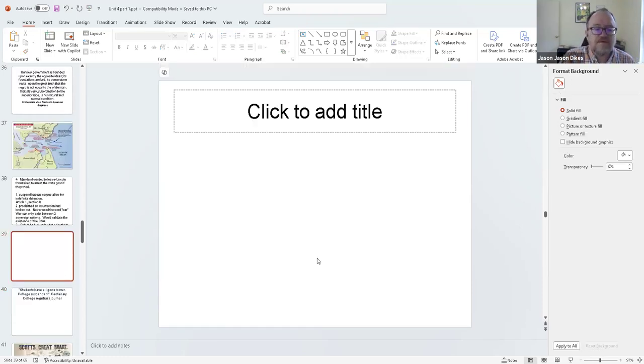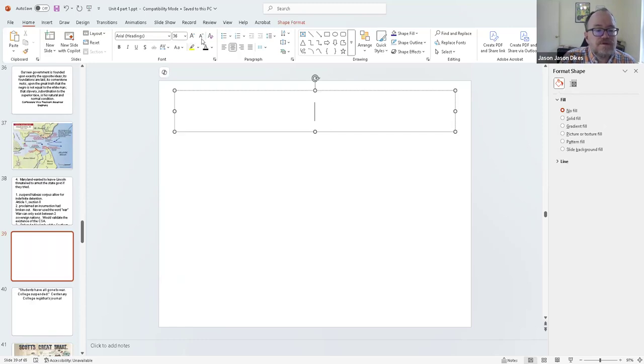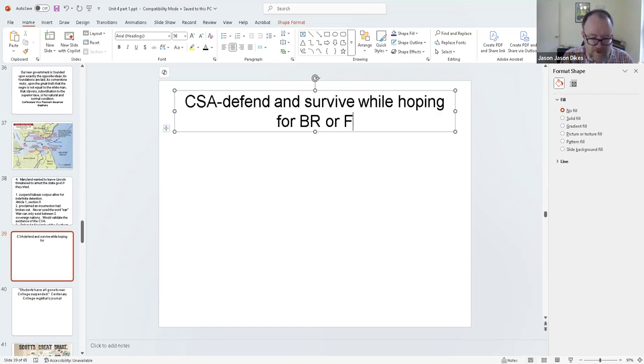Overall strategies in the war are going to be quite different. The Confederacy really only has to defend and survive while hoping for Britain or France to intervene. It is much easier to defend territory than it is to conquer territory. And so the Confederacy, which takes up 750,000 square miles, has a lot of rivers, woods, Appalachian, terrible roads. It just has to defend and hope for Britain or France to intervene.